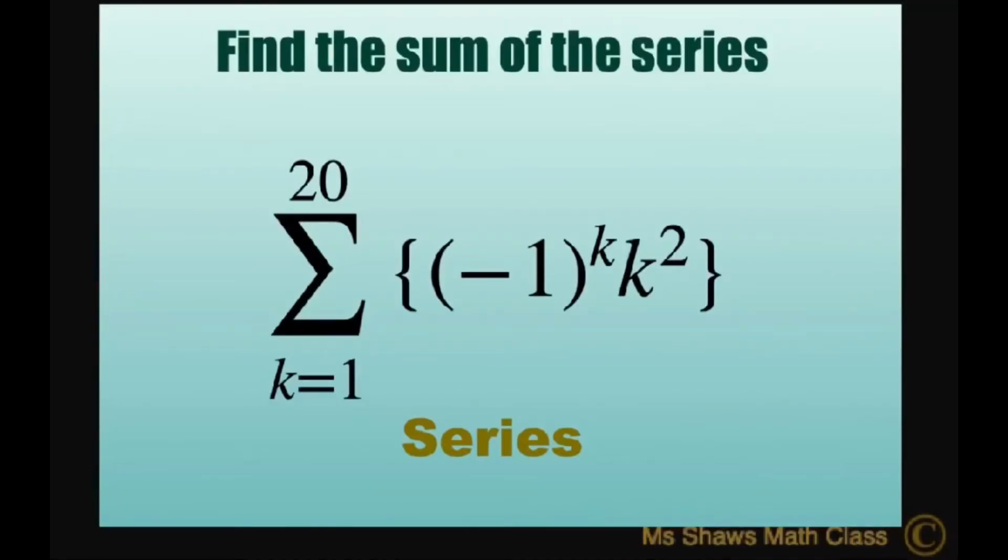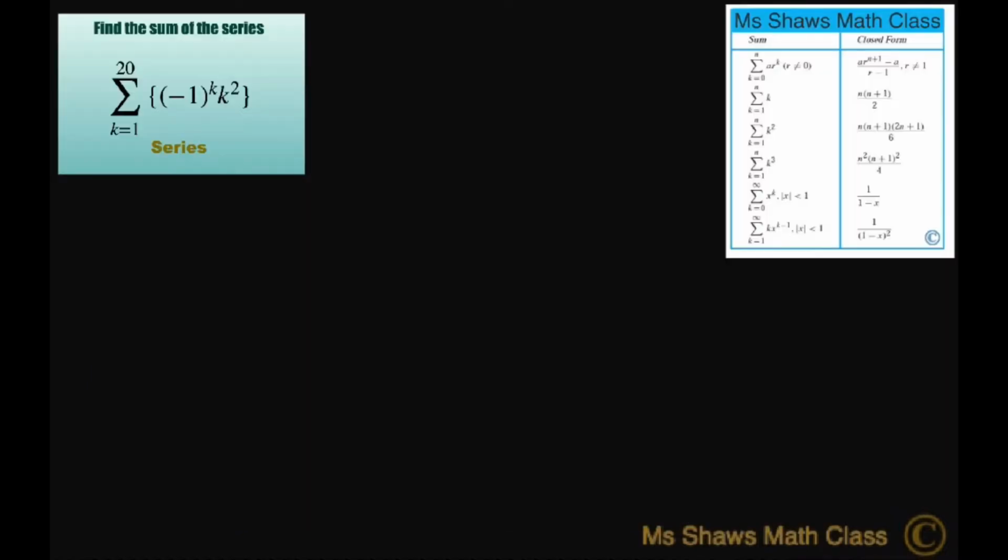We're going to find the sum of the series from k equals 1 to 20 of negative 1 to the power of k times k squared. So let's write some of this out. If you notice, we have this negative 1. So basically, if you substitute in 1 for your first term, you're going to get negative 1. So that would be negative 1 to the first power times 1 squared.